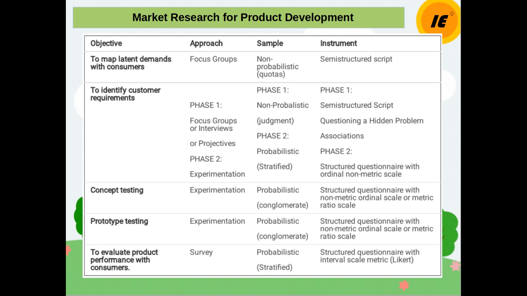Now, as far as sample is concerned, the concept test and prototype test surveys should use probabilistic sampling, since in these types of studies an objective evaluation of the sample results is desired. The ideal type of sampling in these cases is the conglomerate, since through this mechanism the population is divided into exclusive and collectively exhaustive subpopulations.